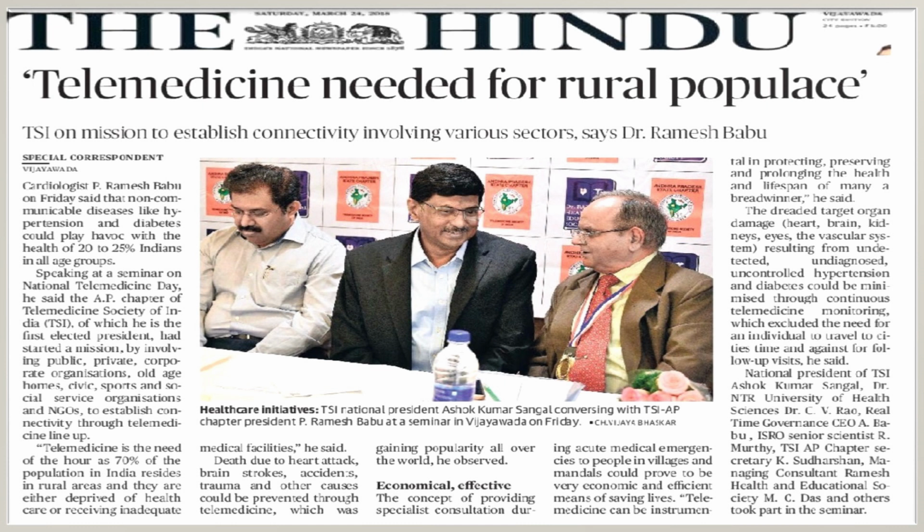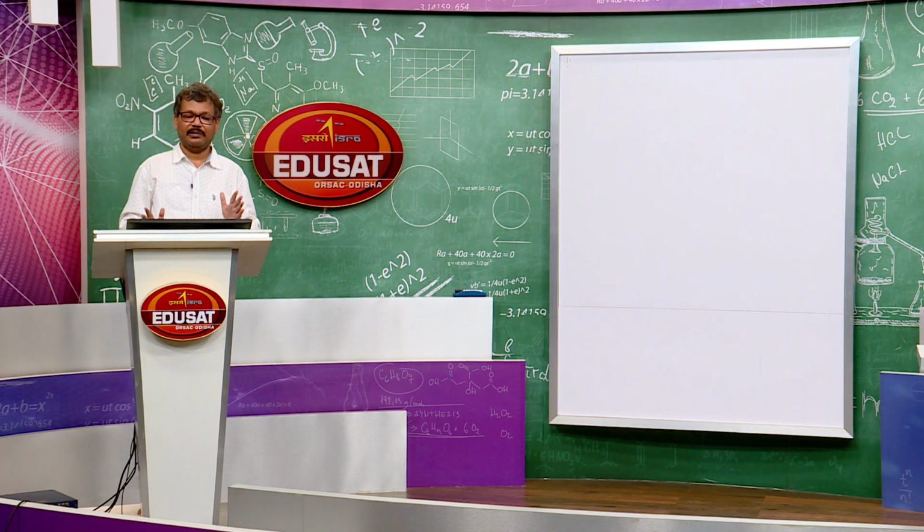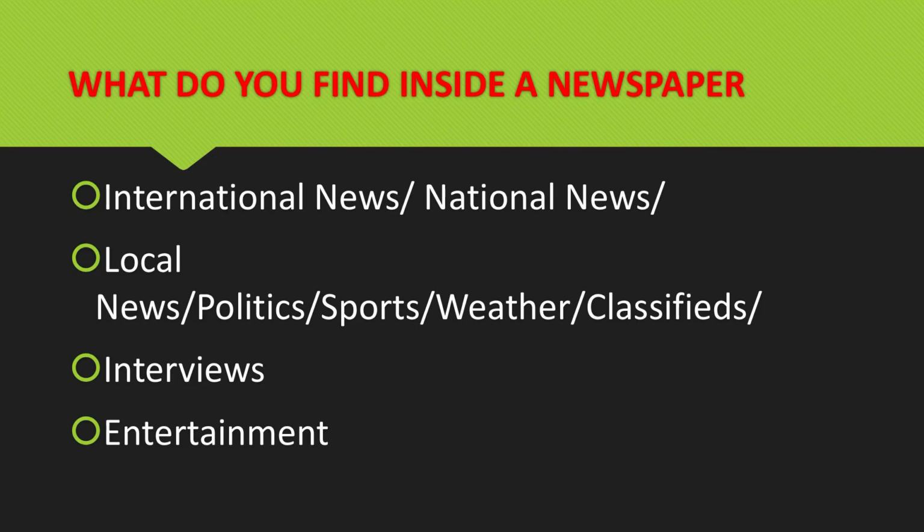Here I am showing you the clip of a very famous newspaper, The Hindu, and here there is a news item called telemedicine needed for rural populace. But before that, let us discuss what we find inside a newspaper. Inside a newspaper, we find international news, that means things happening in other countries. Sometimes we get national news, things happening in our country. Sometimes we get local news, that means things happening within Odisha. Then there are news on politics, sports, weather, and classified. Classified means short advertisements. We also get interviews and entertainment.